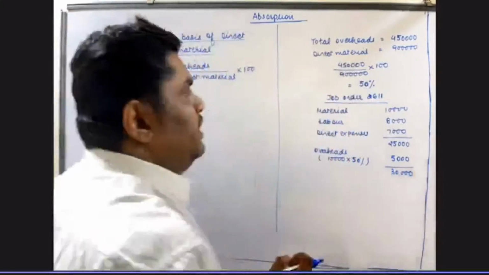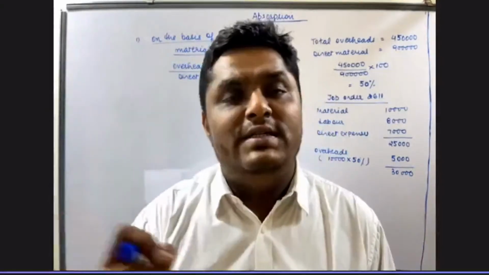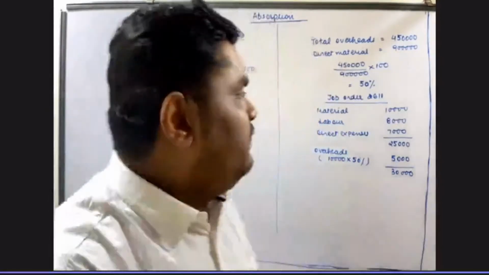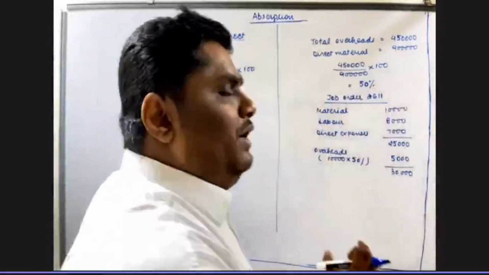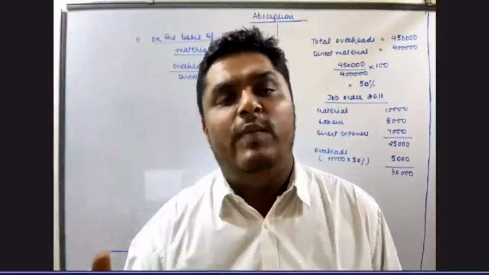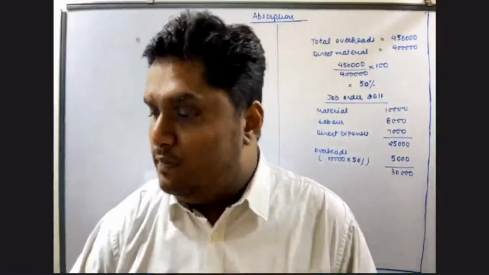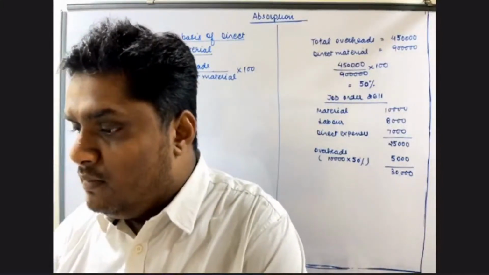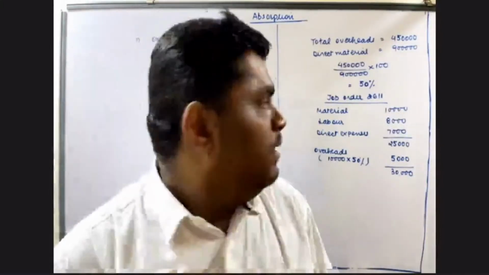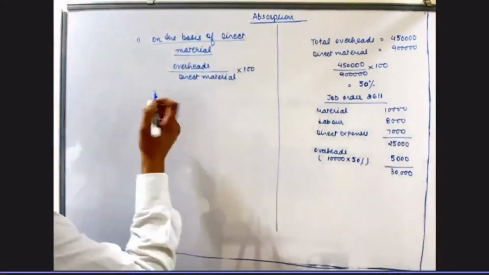So if the overheads are absorbed on the basis of material cost, the answer is calculated in percentage form. So herein 50% is my absorption rate. That is, whatever the cost incurred in respect of material, 50% will be my overheads. Now, let's discuss a few more points.